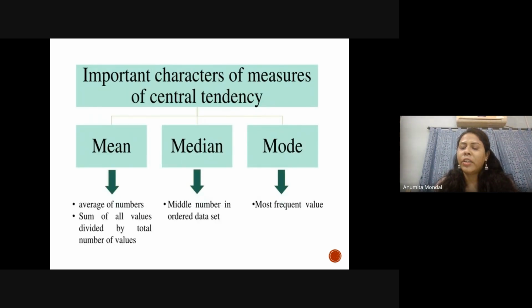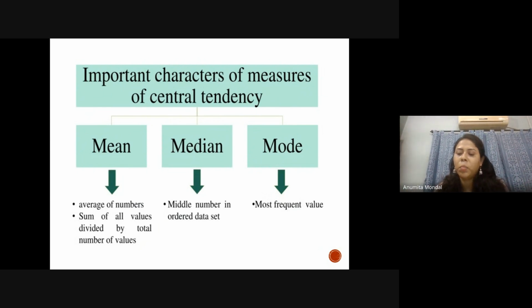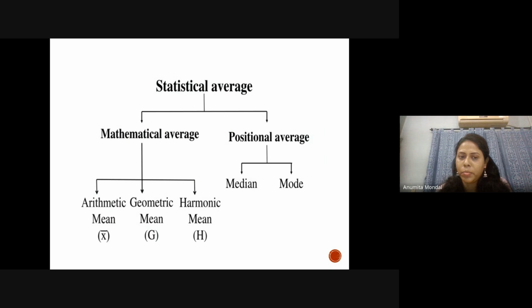Measures of central tendency can be divided into three parts. First one is mean, median, and mode. In the first, we take the average of the numbers, and then median. Median gives you the middle number of the ordered data set. And the last one is the mode, which is the most frequent value occurring in the data set.